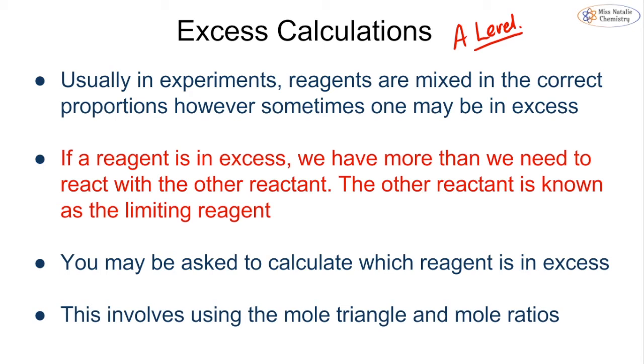So if we need 1 mole to 2 moles, they are mixed in that correct proportion. But sometimes one particular reactant may be in excess. What does that mean? Well, if a reagent is in excess, it means that we have way more than what we actually need in order to react. And then the other reactant is known as the limiting reagent. So you will either have a limiting reagent or an excess reagent.